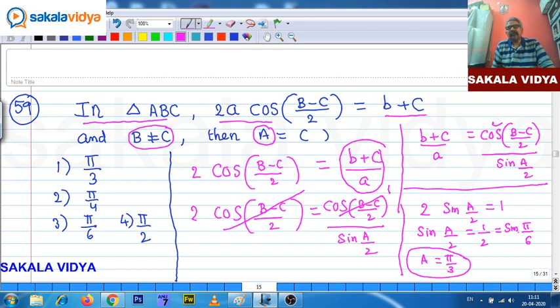Or a by 2 is equal to 30, A is equal to 2 into 30, which is 60, pi by 3. So the first option.